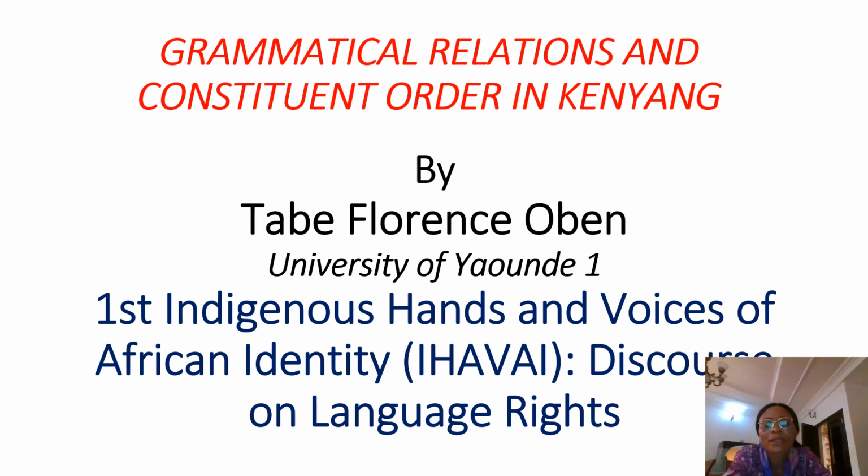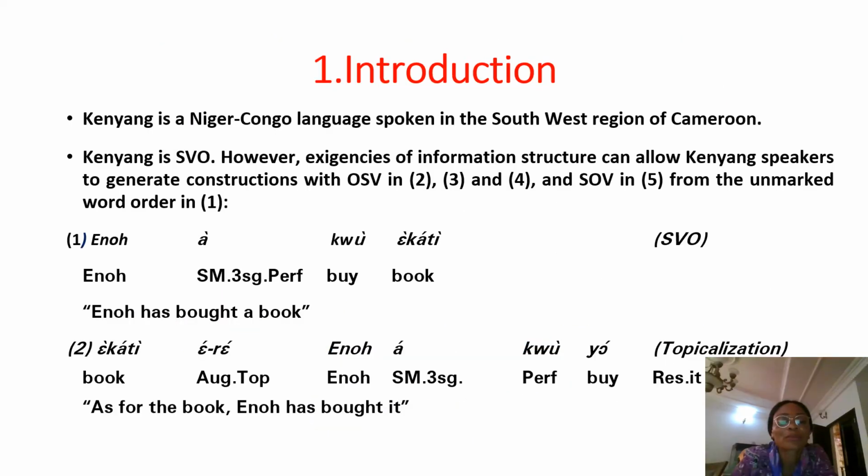My presentation is on the grammatical relations and constituent order in Kenyang, a Niger-Congo language spoken in the southwest region of Cameroon. Kenyang is SVO. However, exigencies of information structure can allow Kenyang speakers to generate constructions with otherwise word order, such as OSV in sentences 2, 3, and 4, and SOV in sentence 5 from the unmarked word order in 1.